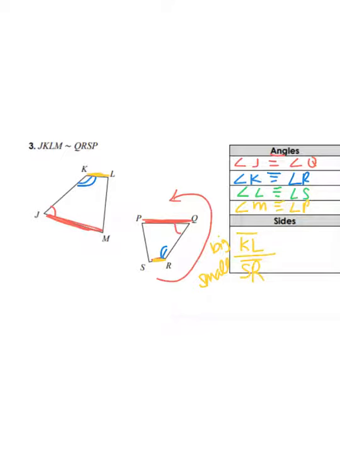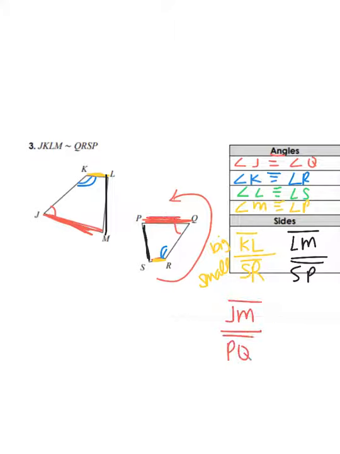Then I'm just going to work my way around. So then LM would go with SP. Work my way around. Then that would be this bottom here, JM, big on top, and then PQ, the small triangle, and then lastly JK would go with QR.